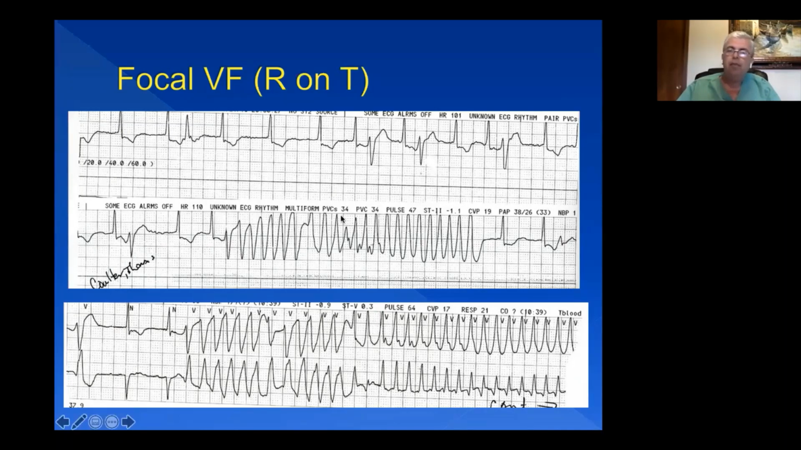And that happens to induce short run, and this is long run that actually resulted in shocking that patient. So if we understand R on T triggering ventricular fibrillation, a PAC in the atria acts the same way. Not on the T wave for the QRS, on the T wave for the P wave. We don't see the T wave for the P wave.